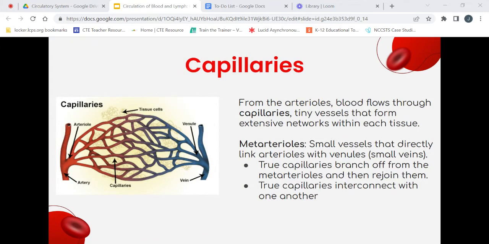From the arteries, blood flows through capillaries, which are tiny vessels that form extensive networks within each tissue. Capillaries permit oxygen, carbon dioxide, nutrients, and other materials to be exchanged between blood and tissues. We have something known as meta-arterioles, which are small vessels that directly link arterioles with venules. Venules are small veins, arterioles are small arteries.